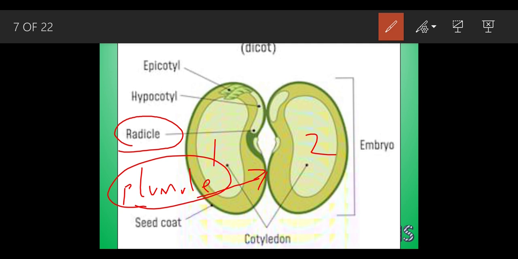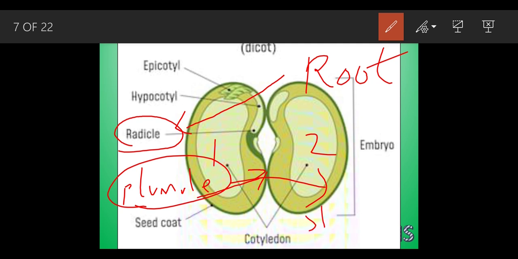What is the function of this radicle? See, when the seed gets perfect germinating conditions, this radicle will develop into a root system, and this plumule will start to develop into the shoot system. When the seed gets the favorable condition, the radicle will turn into the root system and the plumule will turn into the shoot system. How to remember?